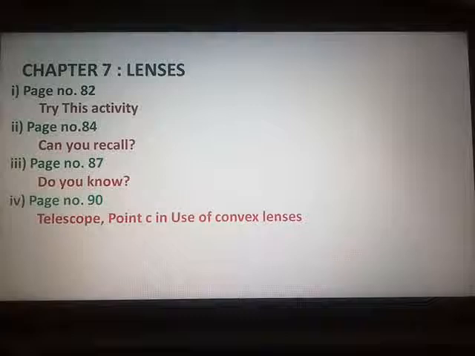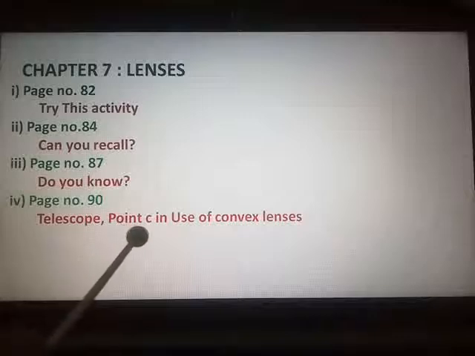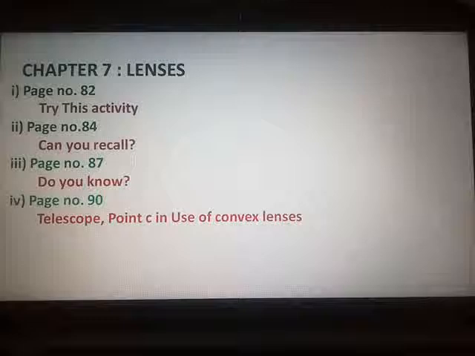90. You can see there the heading is use of convex lenses. There 4 uses are given, A, B, C and D. So out of these 4, point C, that is telescope, you have to remove. It is on page number 90 and some part of it is on page number 91. That first paragraph of page number 91, that is also the information of telescope along with diagram 7.18. Everything should be removed. Please don't get confused.